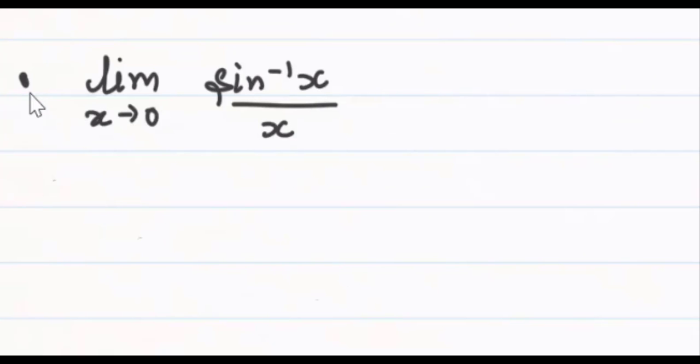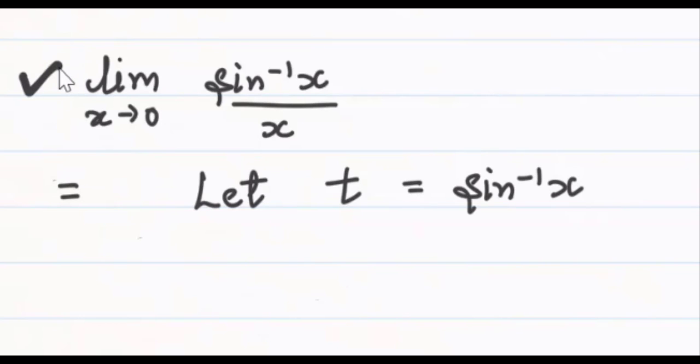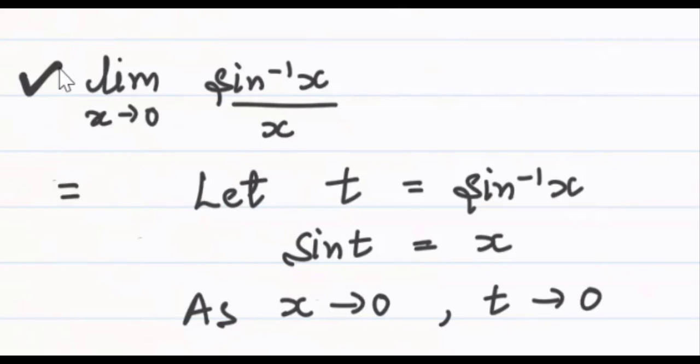We have to find out the limit of sine inverse x upon x. So this limit is quite easy to determine because you have to just substitute sine inverse x by t. So when x tends to 0, t tends to 0, and you have to just now substitute in the above expression. So it is quite easy for you now. So you will do it yourself.